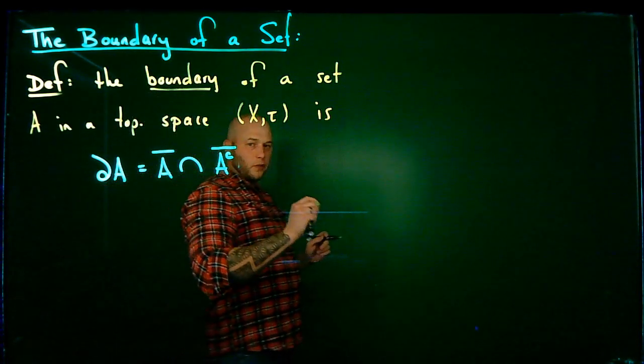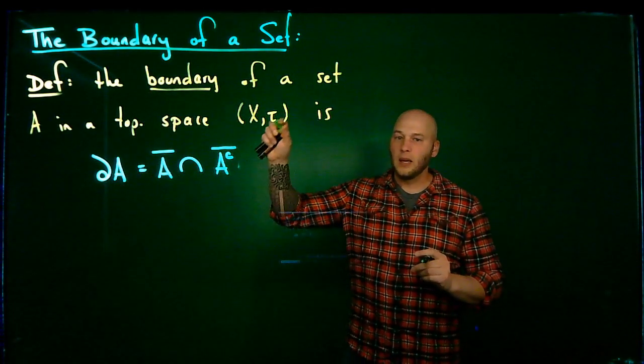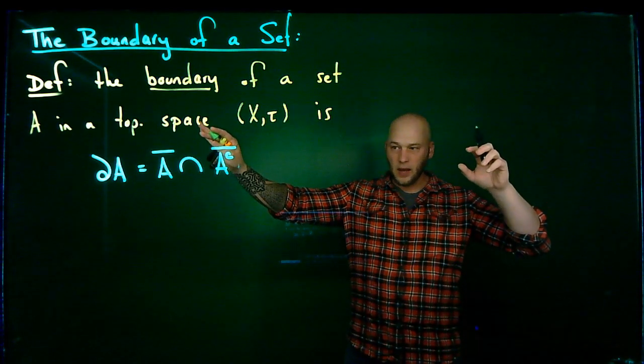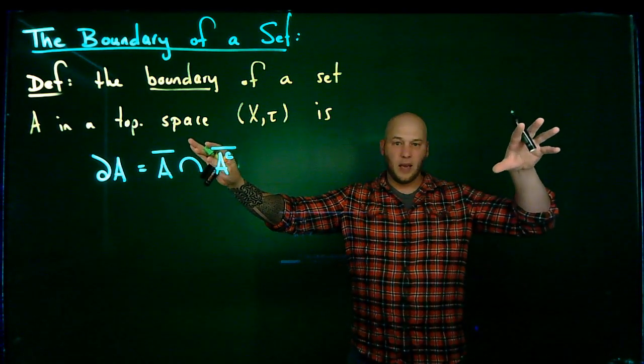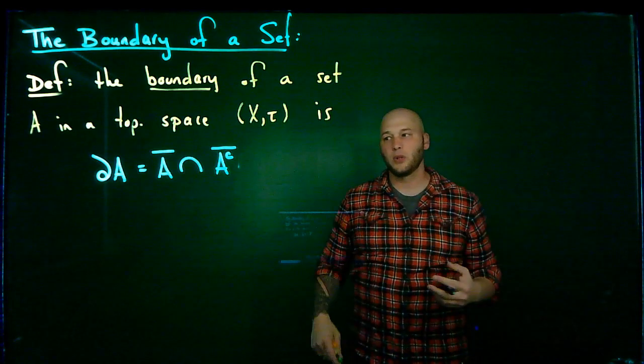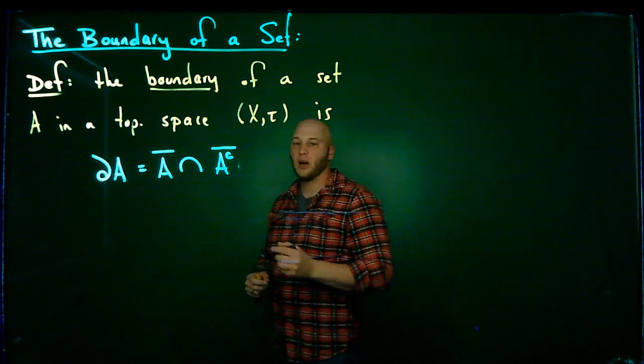Take the closure of a set A, and then I take the complement of that set A, take its closure, and then I intersect those two. That gives me the boundary of a set.